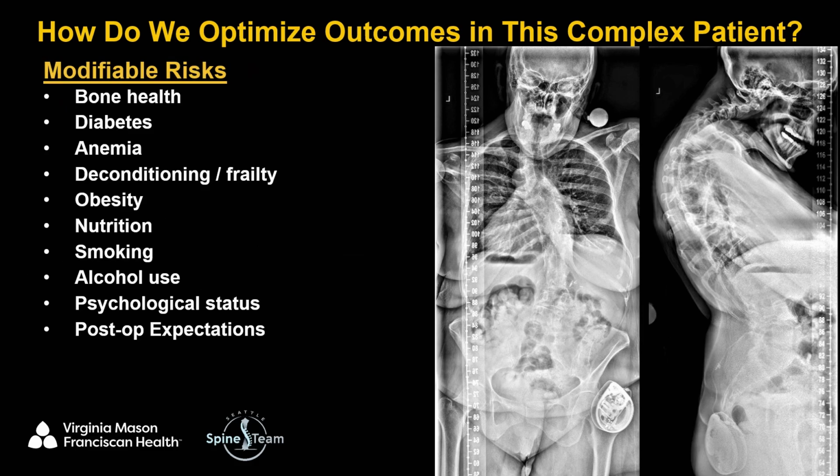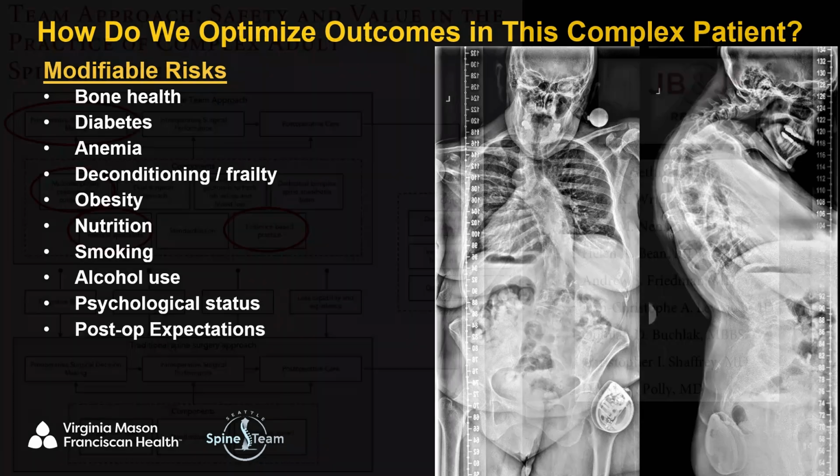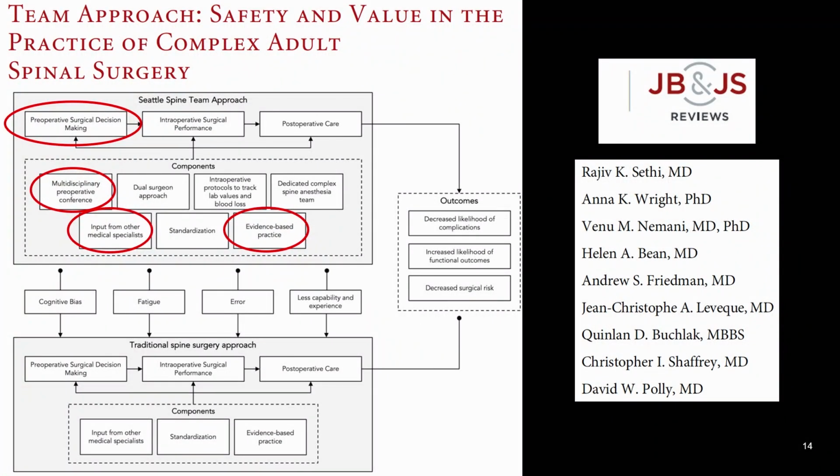But we can change all of these modifiable risks. And these are things like her bone health. If they're diabetic, getting control over their diabetes. If they're deconditioned and frail, we can have them participate in a prehabilitation program. If they're a heavy alcohol user, we can get a program in place to get them to stop that. And then also managing their psychological status if they are someone who perseverates on pain or doesn't have systems in place to deal with that. And just also setting appropriate post-operative expectations so that they can understand what it's going to be like to go through this operation. We've written about this extensively and how we optimize these patients.